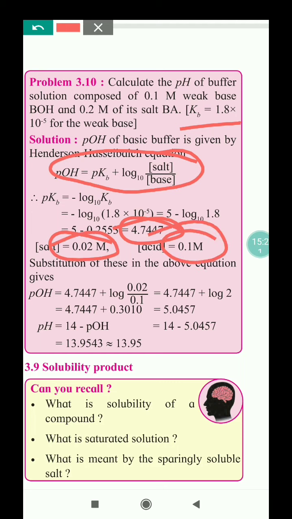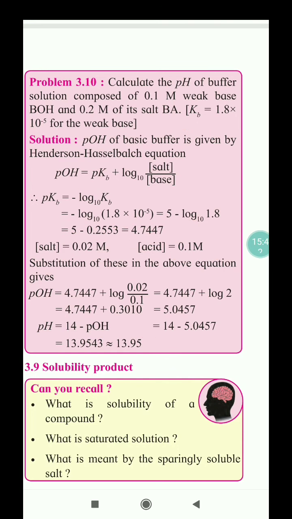Substituting these values in the given equation, we get pOH equal to 5.0457. But we know that pH plus pOH is equal to 14, that is, pH is equal to 14 minus pOH. By putting this value of pOH, we get pH equal to 13.95. So on the basis of these two, we can solve some problems given below.